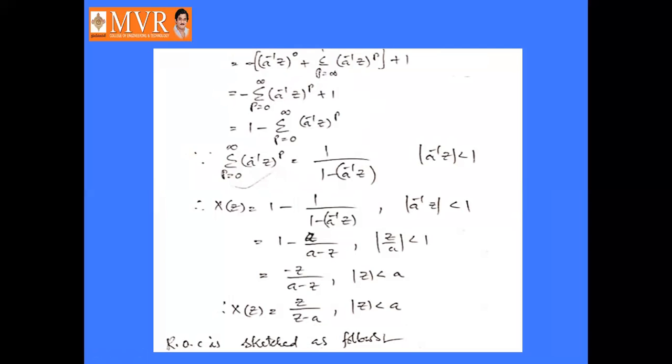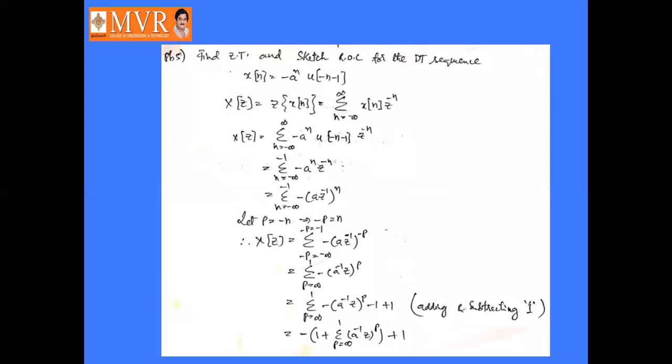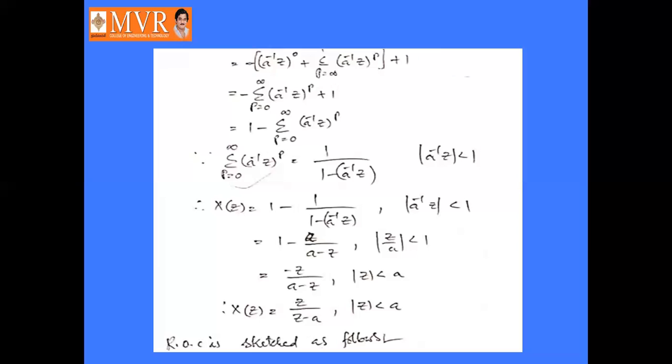So by taking LCM, that is 1 minus a minus a by a minus z, and mod z by a is less than 1, right? So that it will become minus z by a minus z, with mod z less than a, okay. Or we can write this as z by z minus a with mod z less than a. So the transform of minus a power n into u of minus n minus 1 is z by z minus a with ROC mod z less than a.